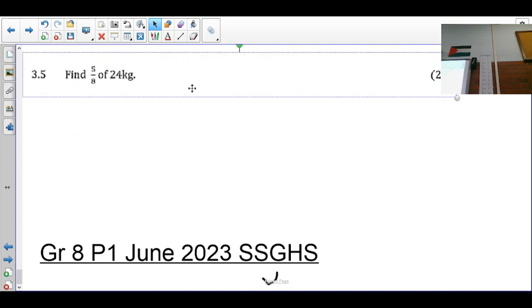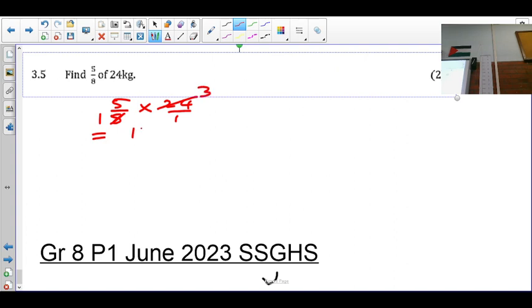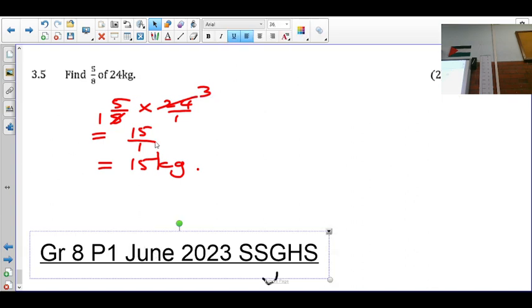The next question, it says find 5 over 8 of 24 kilograms. People, what is of? What do we replace of with? Multiplication. So it's 5 over 8 multiplied by 24 over 1. So 8 goes into 8 once, 8 goes into 24 3 times. 3 times 5 is 15 over 1 times 1 is 1. So it's 15 kilograms. So 24 kilograms, 5/8 of that is, of course, 15 kilograms. Okay.